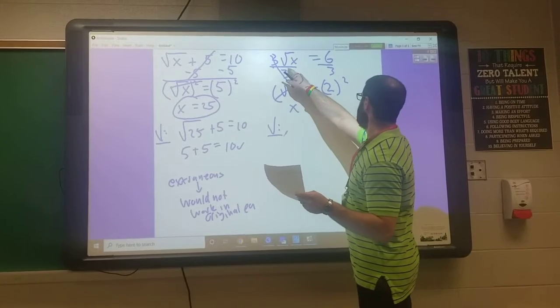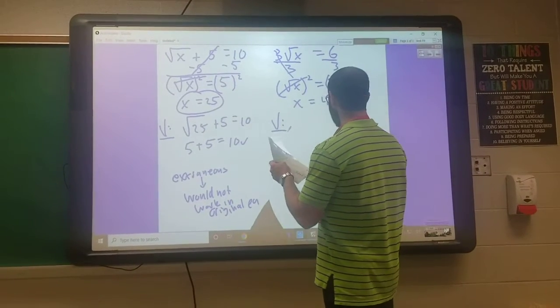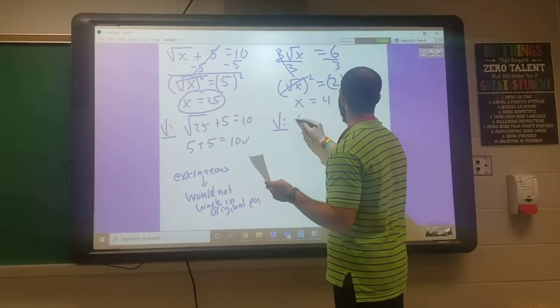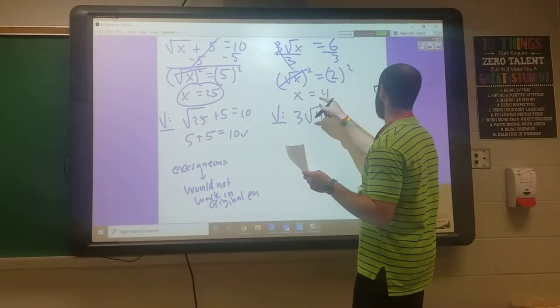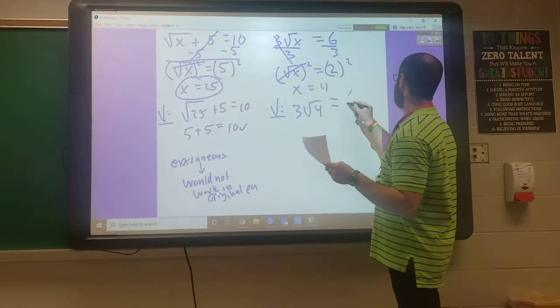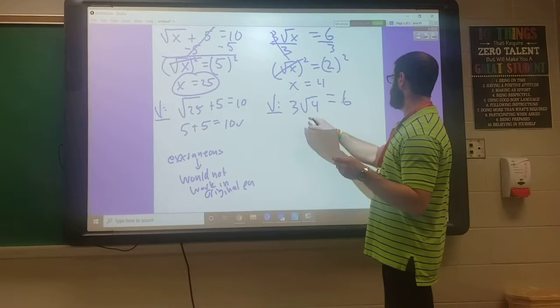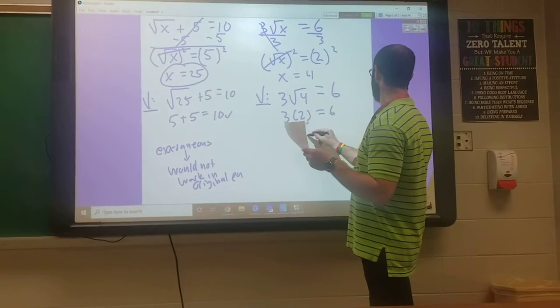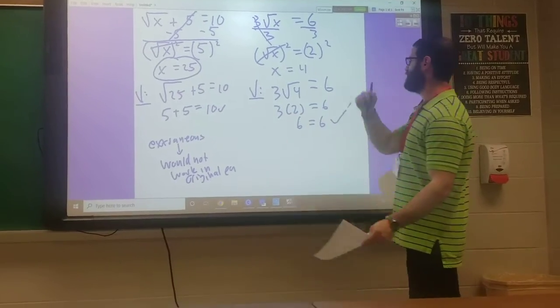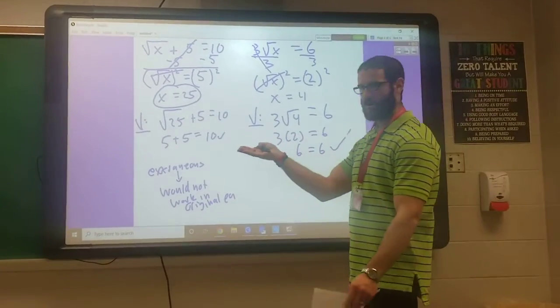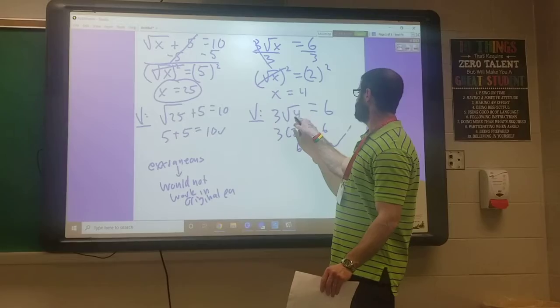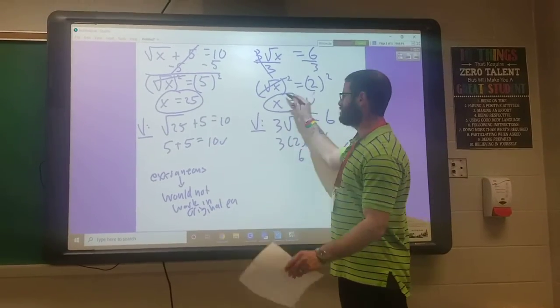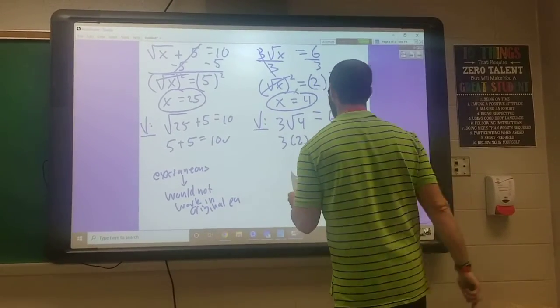So I'm going to plug into my original equation, which was 3 square root of x, equals 6. I'm going to plug in 4 for x. We're going to say, is this equal to 6? So square root of 4 is 2. 3 times 2 is 6. 6 equals 6, so that verifies that the equation is true when I plug in 4 for my x value. My answer would be x equals 4.